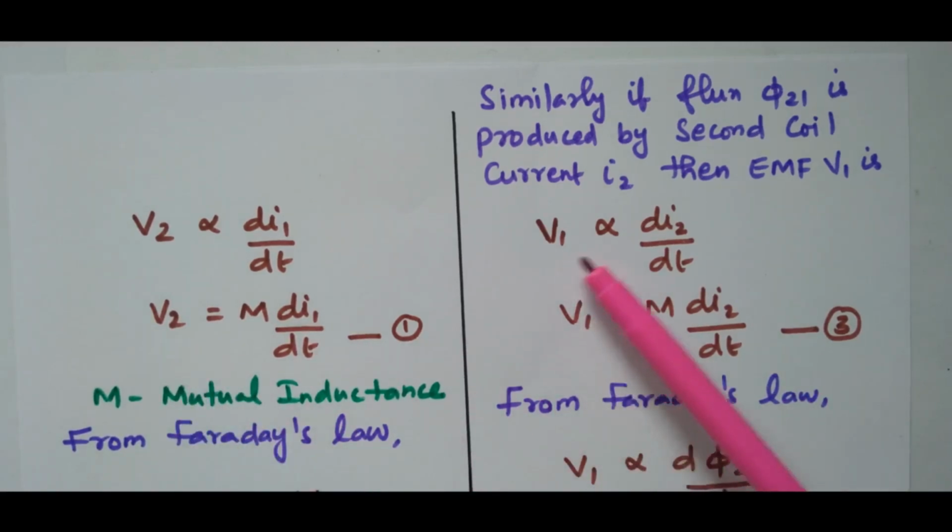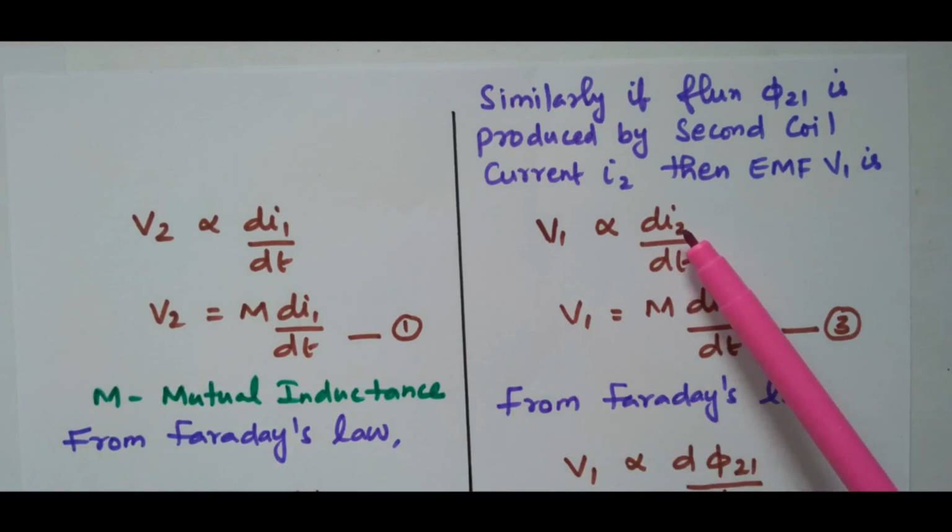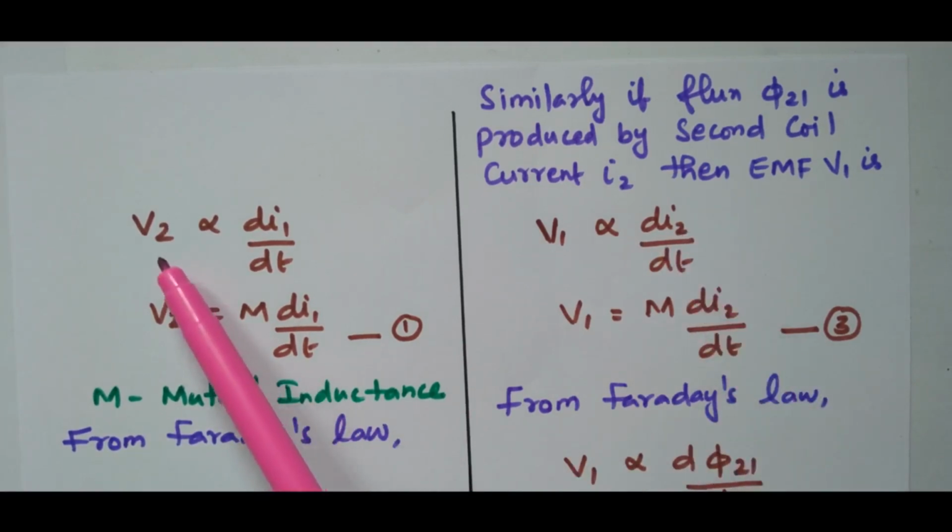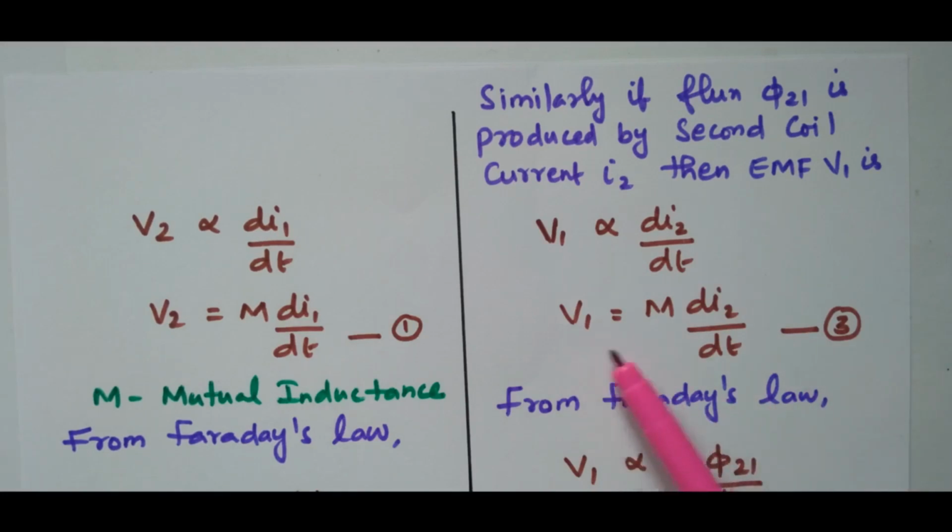Now V1 is proportional to dI2 divided by dt. The EMF induced in the first coil is based on the current in the second coil, dI2 divided by dt. Here it is reversed: V1 replaces V2, and dI1 changes into dI2. So V1 equals M dI2 divided by dt. Take this as equation number 3. I think you are able to understand. Now we are energizing the second coil and EMF is induced in the first coil.